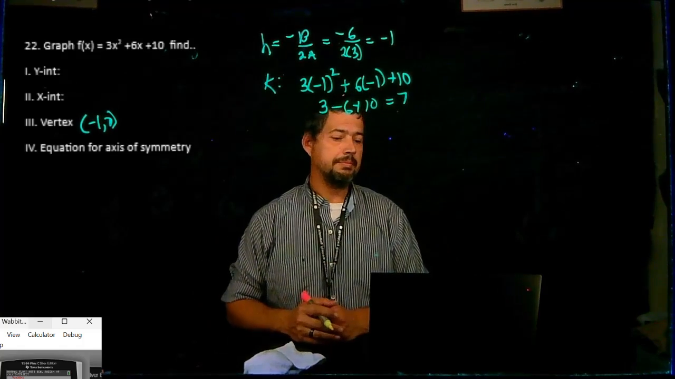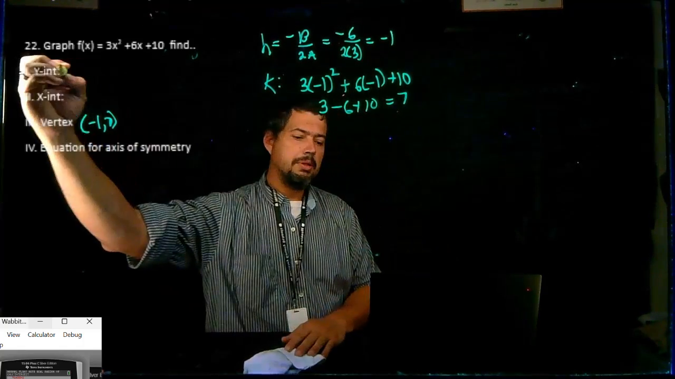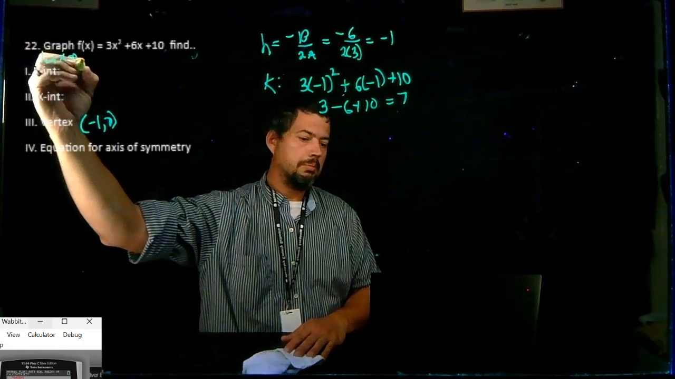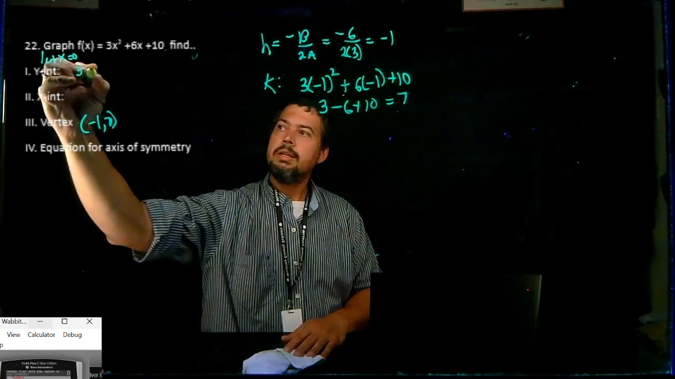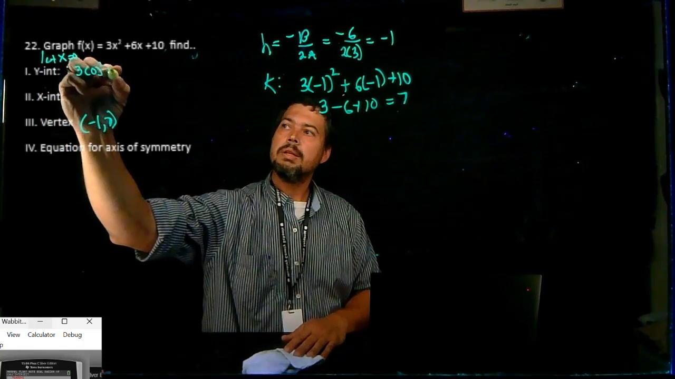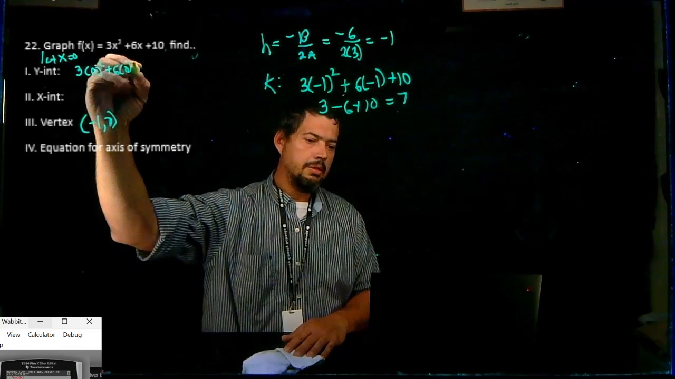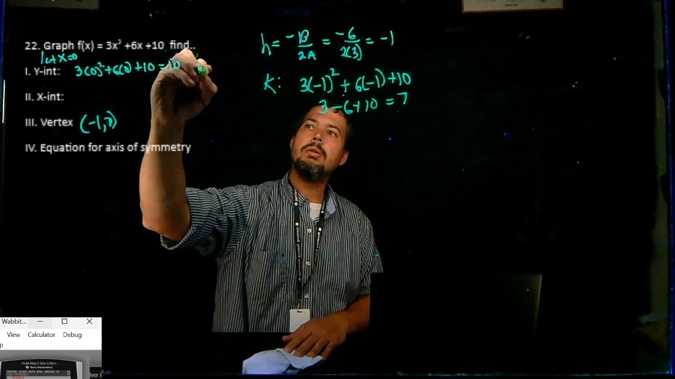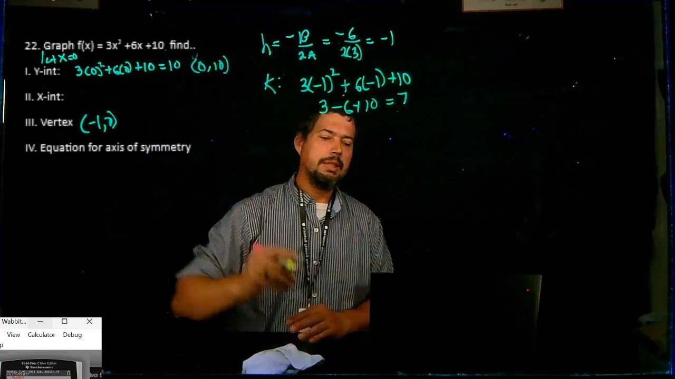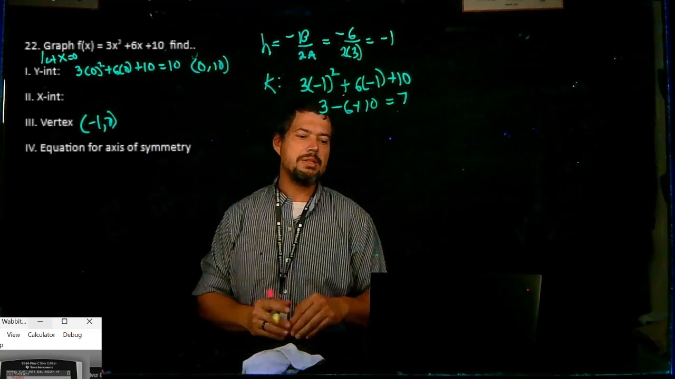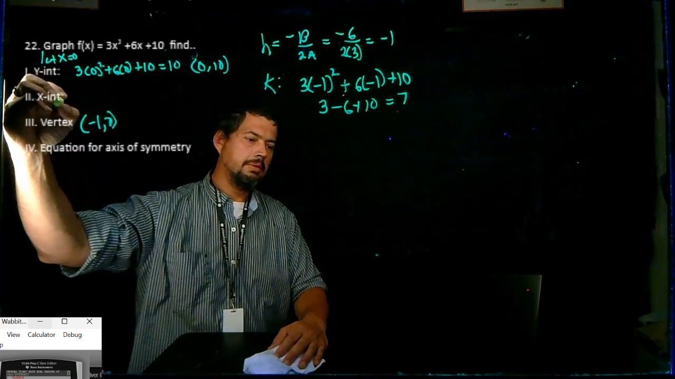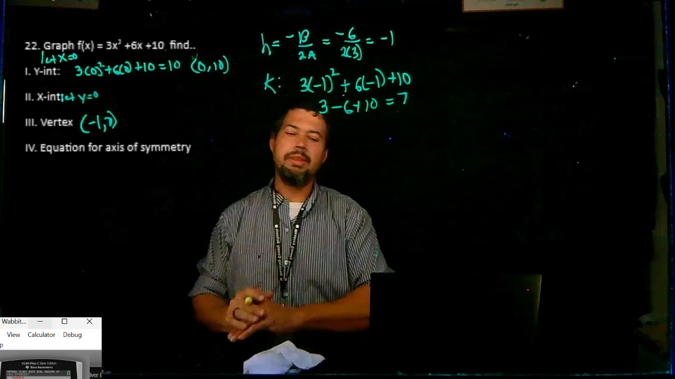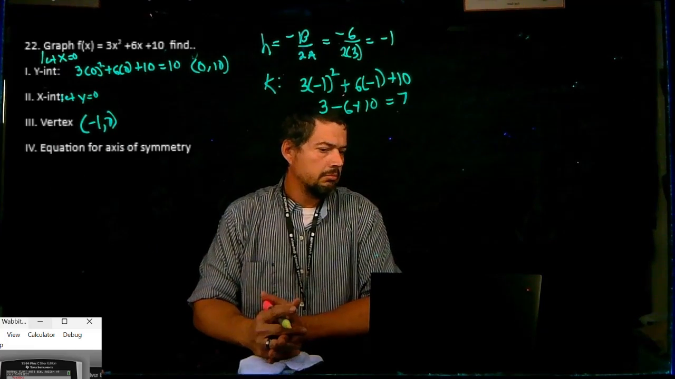We are. To find a y-intercept, we let x be 0. And we're just going to plug into our equation. 3 times 0 squared plus 6 times 0 plus 10 is 10. So we have a y-intercept at 0, comma 10. Easy peasy. To find an x-intercept, we let y equal 0. I don't know if this one's got one or not. I think maybe it does, maybe no. I don't think it does actually.